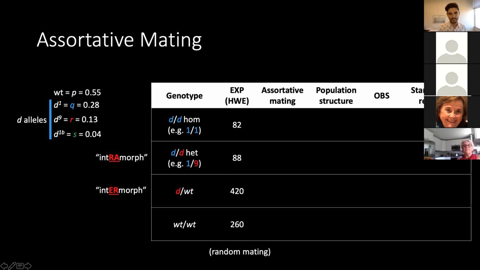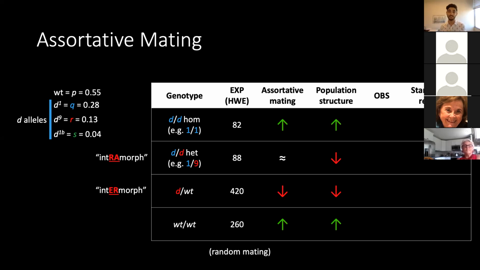Now, I really want to draw your attention to these 2 middle rows, what we're going to call the intramorph hets. Those are dahlia heterozygotes, and the intermorph hets. Now, regardless of whether these patterns are driven by assortative mating or population structure, we're going to expect an excess of homozygosity, regardless. And similarly, at these intermorph hets, we're going to expect a lack of heterozygosity. Now, the really specific pattern comes to what we're going to call these intramorph hets.